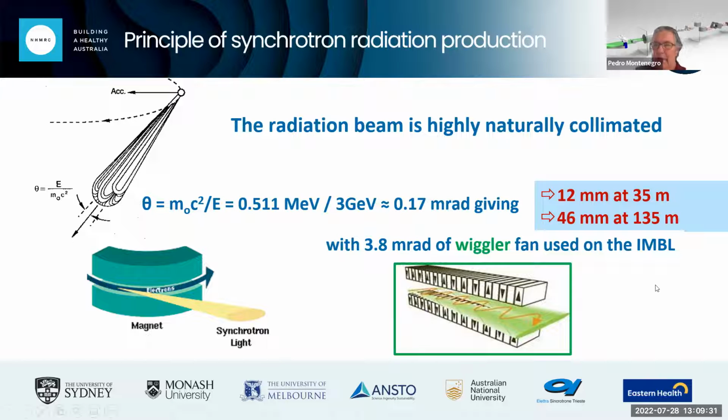And you can see here that on the IMBL at 35 meters, the cone typically is 12 millimeters, and at 135 meters at the end of the beamline, it's 46 millimeters. In order to get a wider beam, we actually use something called a wiggler, illustrated on the right, where we use an array of magnets in order to boost the energy up, boost the intensity up, and spread the beam sideways.